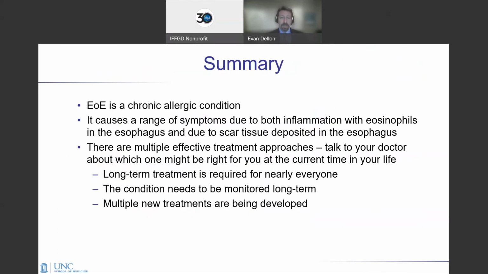So in summary, EOE is a chronic allergic condition that causes a wide range of symptoms that are due to both inflammation with eosinophils in the esophagus and scar tissue deposited in the esophagus from the inflammation. There are multiple effective treatment approaches, so talk to your doctor about which one might be right for you at the current time in your life. Long-term treatment is required for nearly everyone, and the condition needs to be monitored long-term, but multiple new treatments are being developed.